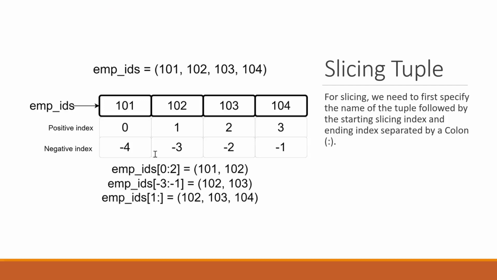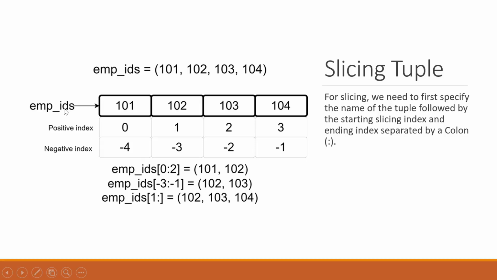Now the role of slicing is to fetch a series of elements from a tuple, and for this we need to use the slicing operator, which is the colon. So here you can see the implementation. The implementation of slicing a tuple is the same as we were doing in the case of a list. Here you can see this example.